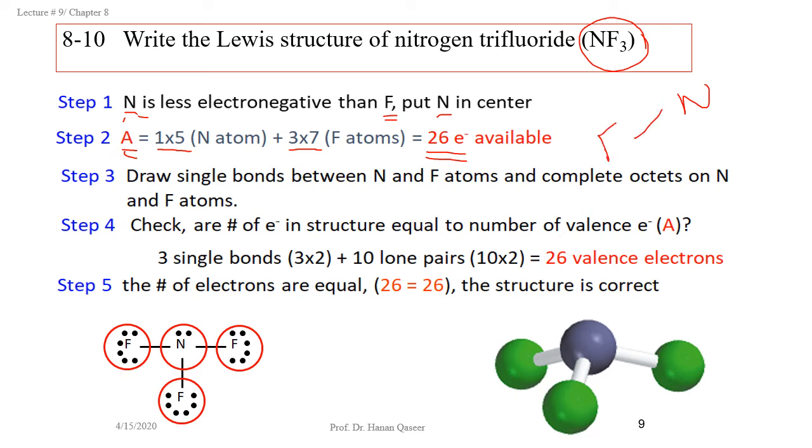هاي F، هاي F، هاي F. كم إلكترون استخدمت؟ 3 روابط، كل رابط عبارة عن 2 إلكترون، معناته 6 إلكترونات. الآن 26 اللي هي التوتال minus 6 اللي هي البوندنج، بيظل عندك 20. هلا هاي كل ذرة بدها 6 إلكترون حتى تصير أوكتت.